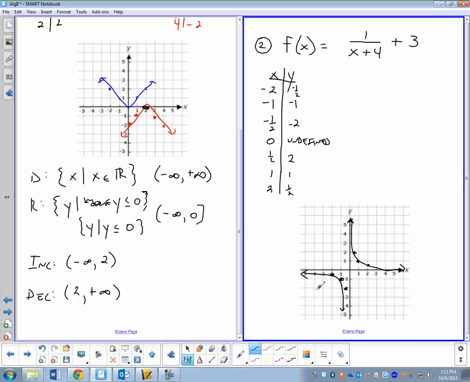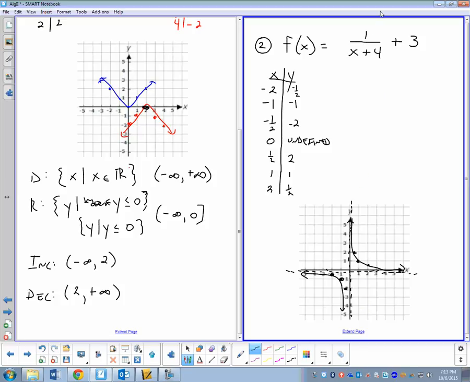Remember that with your reciprocal function, you have a horizontal asymptote on the x-axis, meaning that as this line and this line get closer and closer to that x-axis, they never actually touch. We also have a vertical asymptote on the y-axis. So as this line goes down here and this line goes up here, they get closer and closer to that y-axis, but never actually touch.